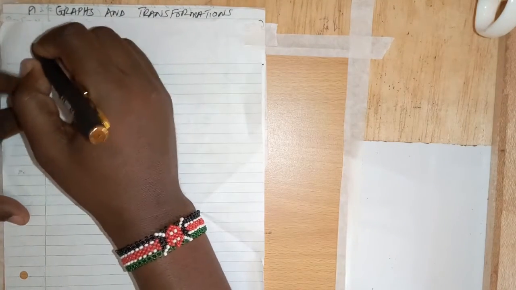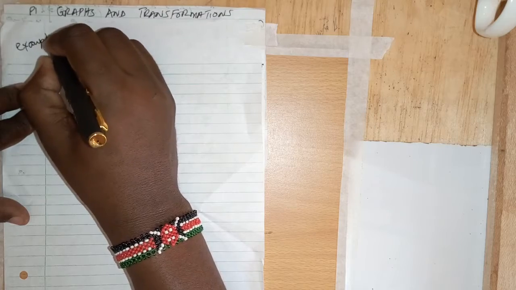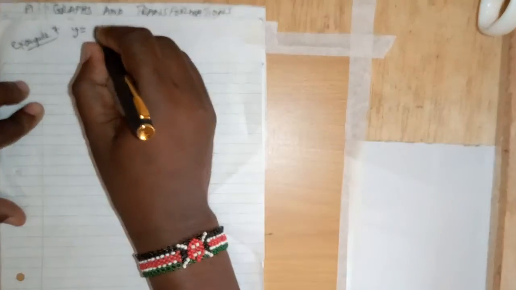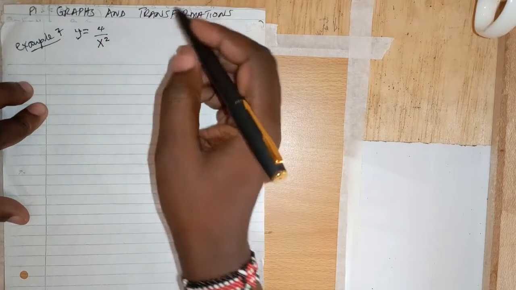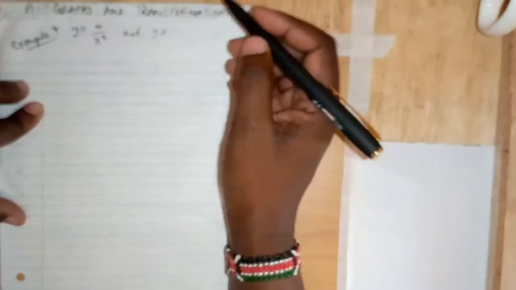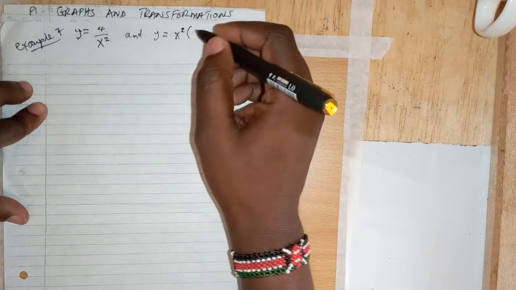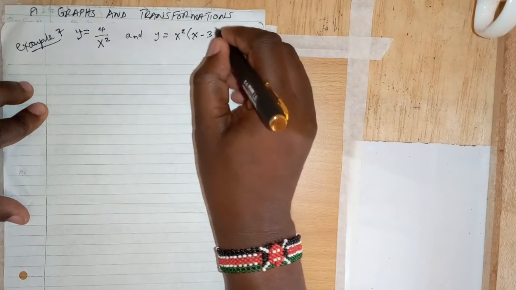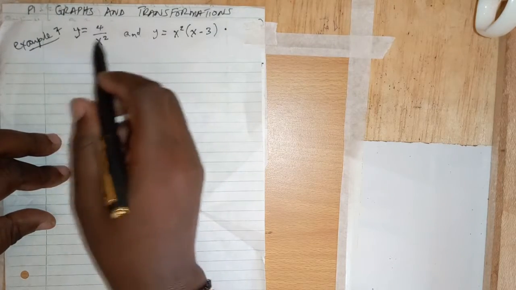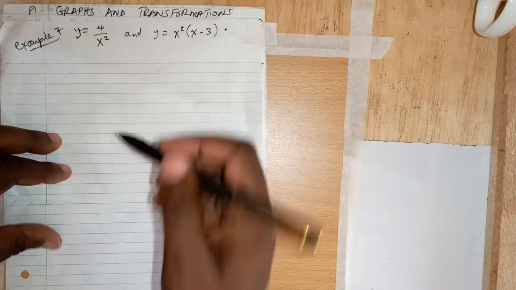In example 7, we are expected to sketch the graph of y is equals to 4 over x squared, and y is equals to x squared open bracket x minus 3. Fine. We have also made such kind of a graph, and we go directly to it, and let me explain something that we might have forgotten.